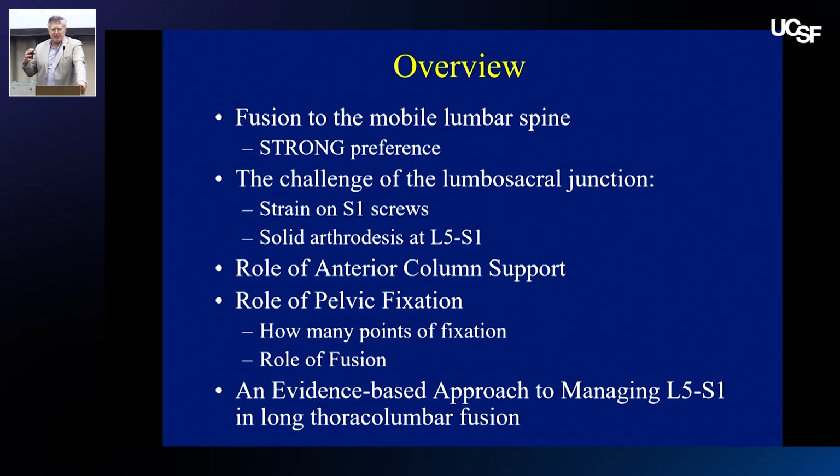The challenge of the lumbosacral junction can be summarized by the quality of the bone and the fact that there's high strain on the S1 screw. And if we think about any metric of biomechanics, what we're trying to do with augmentary techniques is to actually reduce strain on the S1 screws and get a solid fusion at L5-S1. We'll talk a bit about the role of anterior column support, and Chuck Eichler can talk about some challenges there, and I think Manish is going to address the anterior column as well. And with regard to pelvic fixation, how many points of fixation and when do we use it? And I'll tell you about scenarios both in degenerative as well as deformity where I use pelvic fixation pretty routinely.